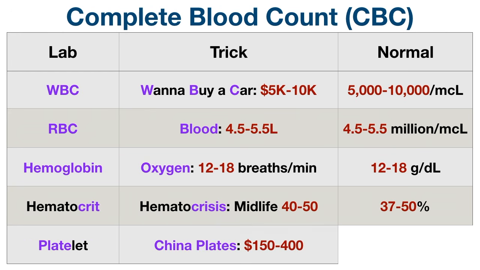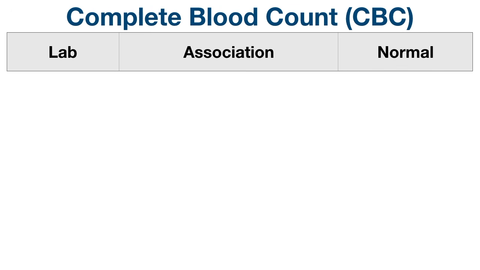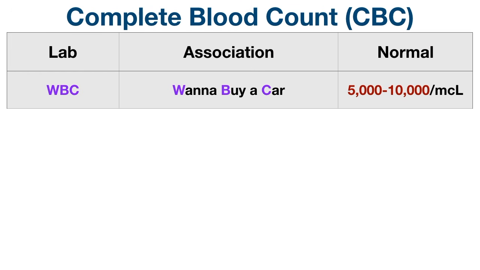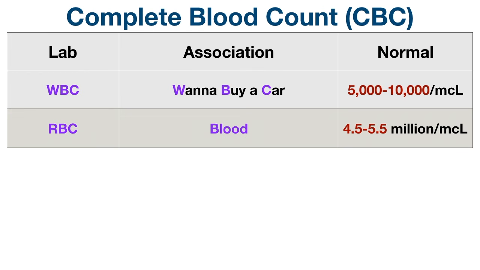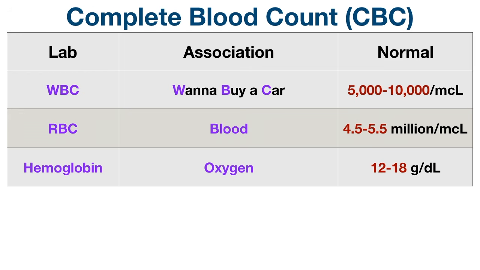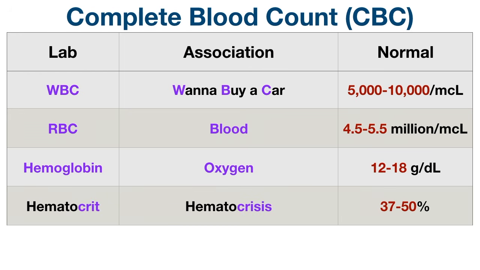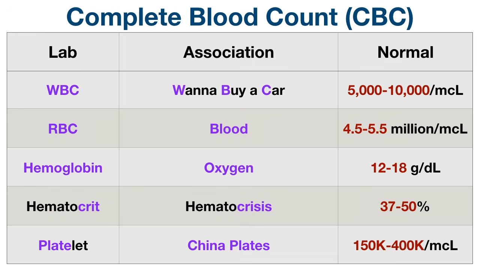When you think of platelets, think of the word plate. Fine china plate sets may cost anywhere from $150 to $400 on average. This will help you remember a normal range of about 150,000 to 400,000. So the word associations you want to remember here are WBC and wanna buy a car, red blood cell and blood, hemoglobin and oxygen, hematocrit and hematocrisis, and platelets and china plates.